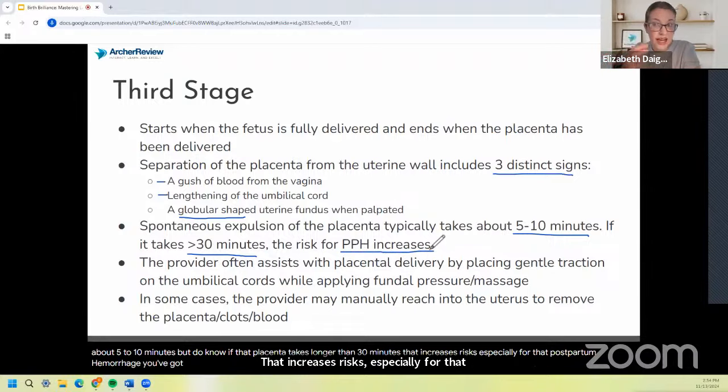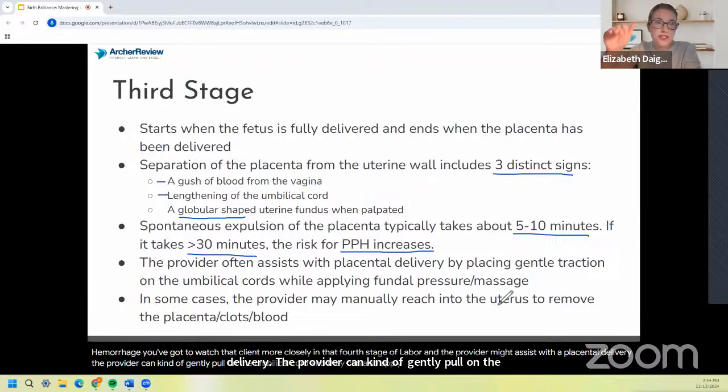You've got to watch that client more closely in that fourth stage of labor. And the provider might assist with the placental delivery. The provider can gently pull on the umbilical cord, and they can also apply fundal massage.